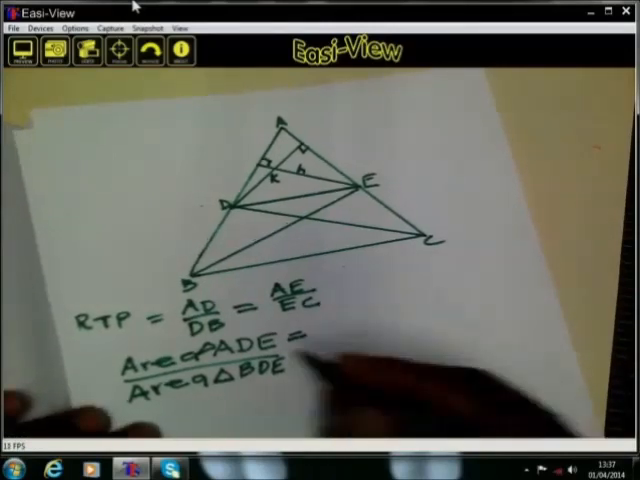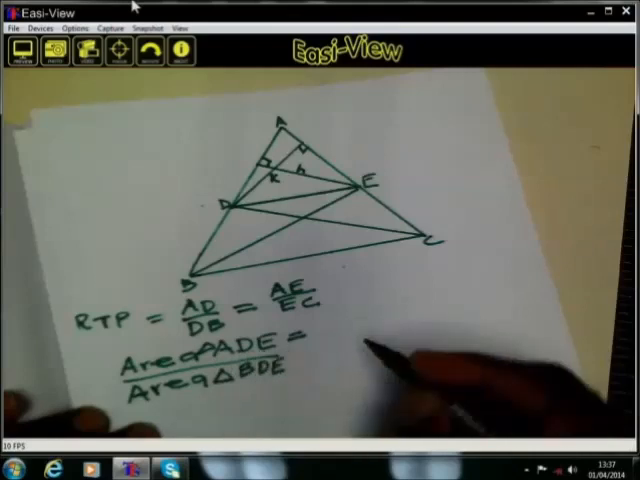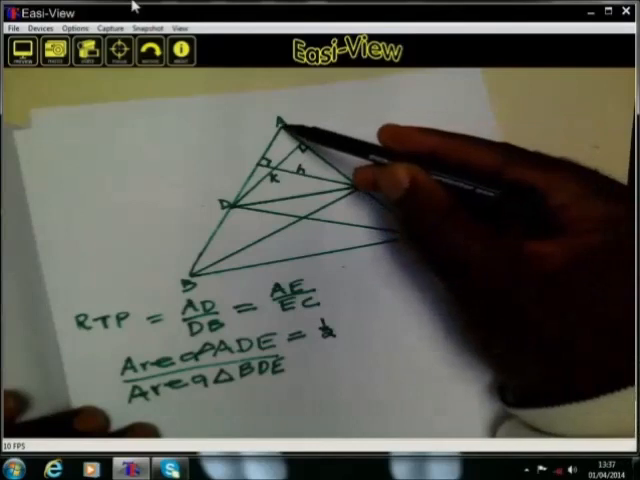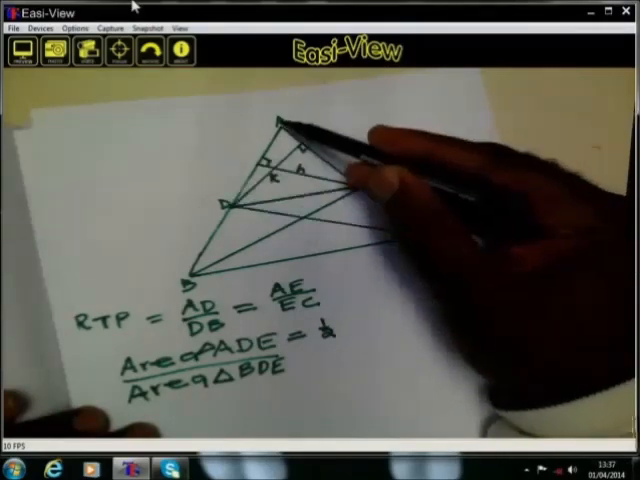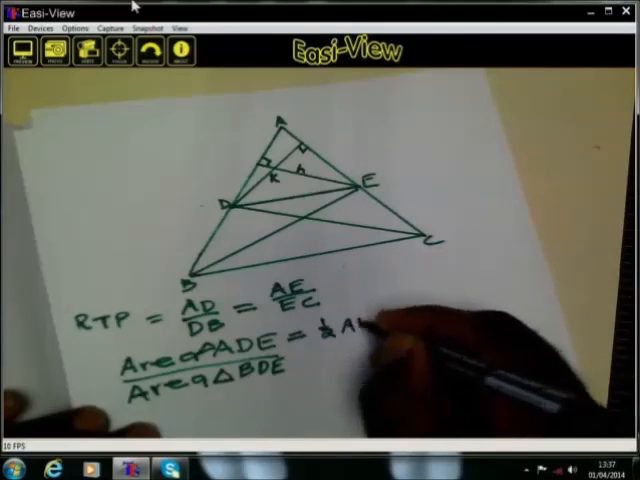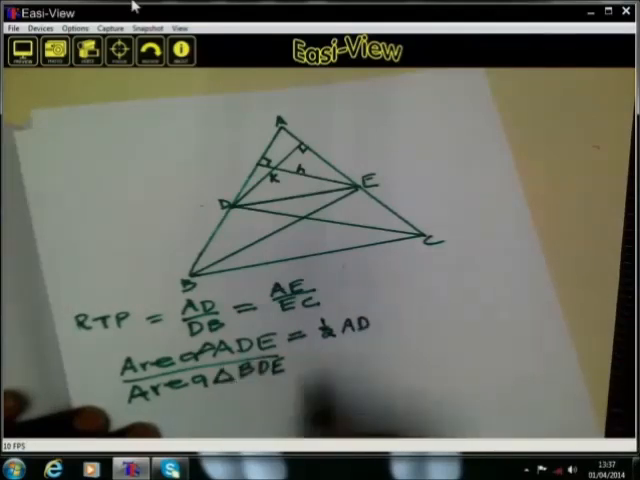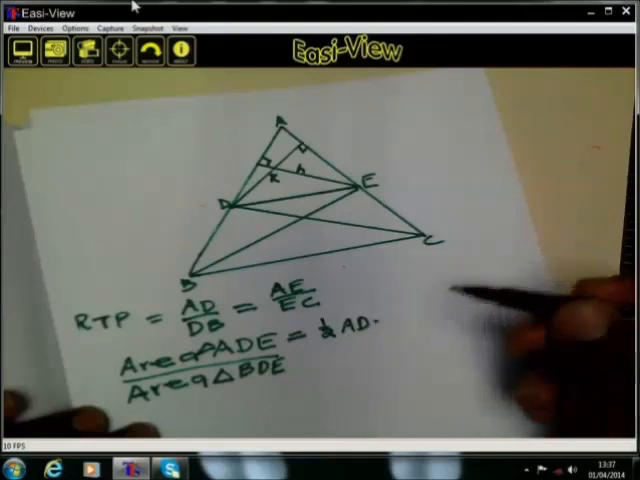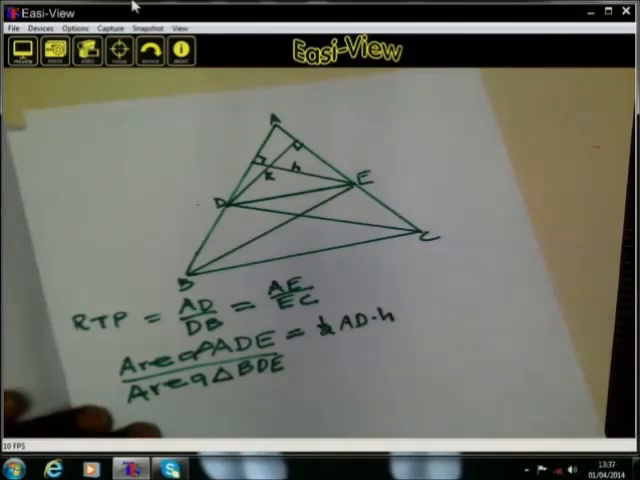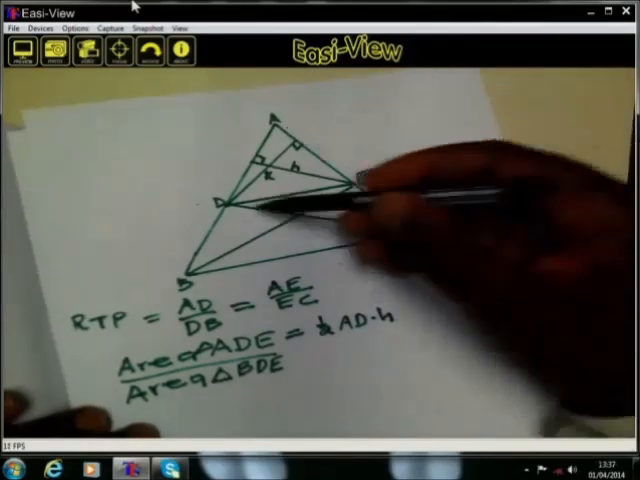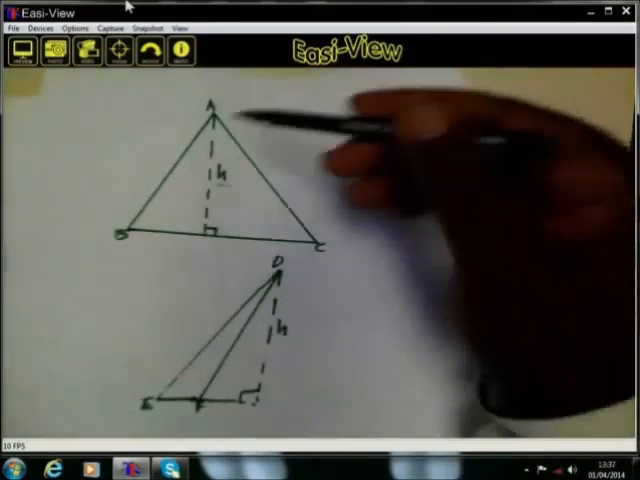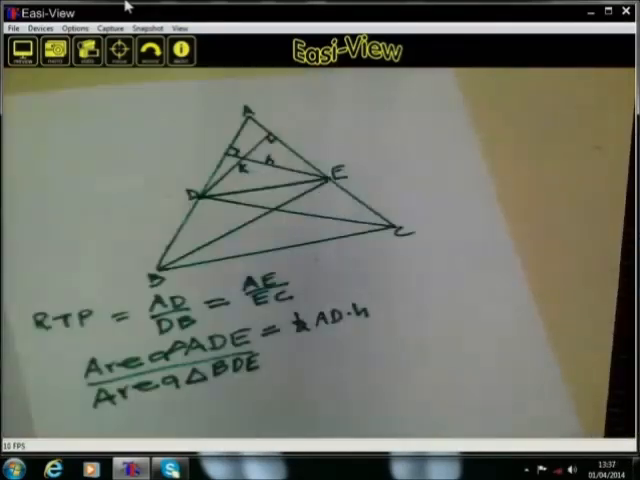For area of triangle ADE, we are going to have half of what? Base. What is the base? Our base this time is AD. Half of AD as the base for that triangle ADE, multiplied by the perpendicular height. What is the perpendicular height to that? It is H. When you look at this triangle, this is that triangle.